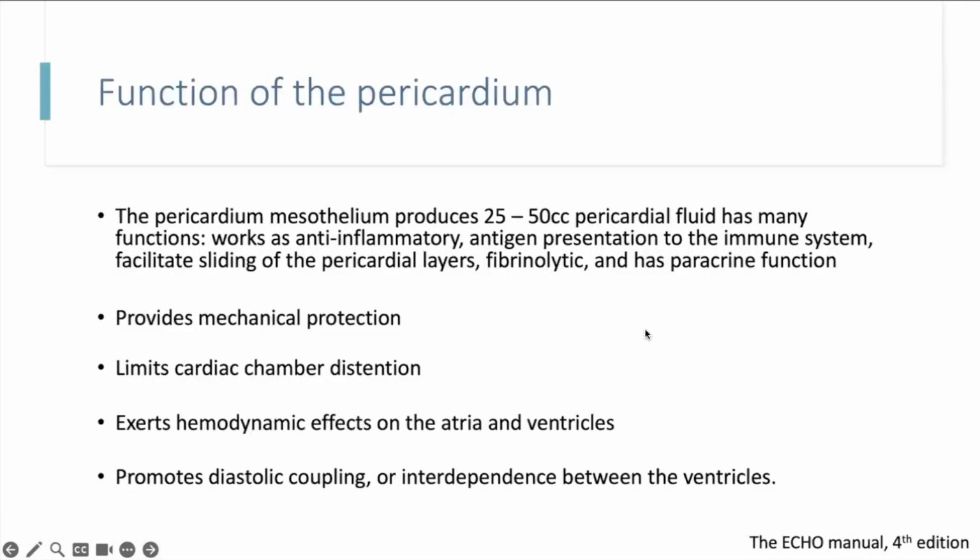So what are the functions of the pericardium? The mesothelium produces 25 to 50 cc of pericardial fluid, which has many functions. It works as an anti-inflammatory, it has antigen-presenting properties, it has fibrinolytic enzymes and has paracrine function, and it facilitates the sliding of the pericardial layers. It also provides mechanical protection, and it limits cardiac chamber distension. It also exerts a hemodynamic effect on the atria and ventricles, and it promotes the diastolic coupling or interdependence between the ventricles. Especially, I'll talk about this more in tamponade and constrictive pericarditis.